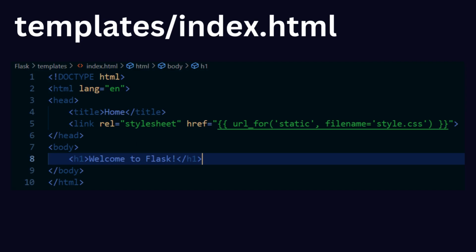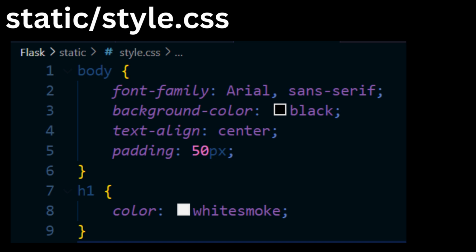After that we can write some simple code in index.html, like welcome to Flask. I am using style also. The style will be this. For example, the font family will be Arial or sans-serif, whatever they have, and the background color will be black, and the text-align will be center, so the text will be in the center, and padding will be 15 pixels. After that, I'm setting the H1 heading color to white.